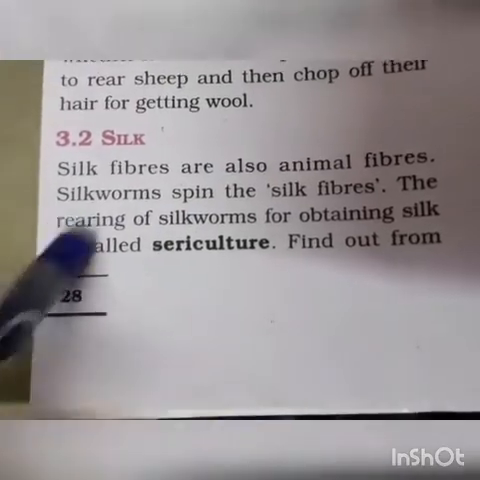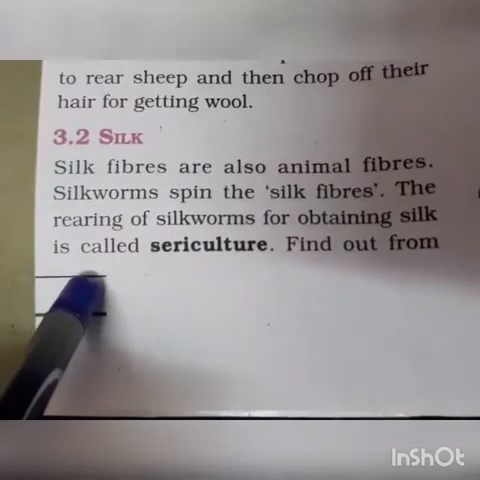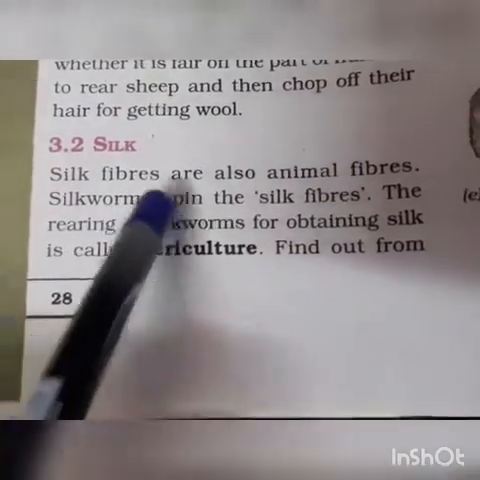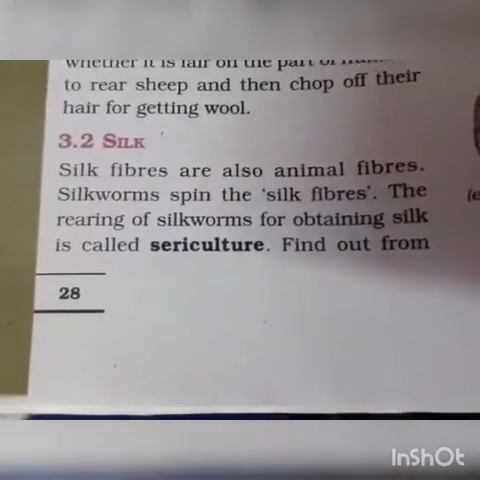As we grow crops in the farm, in the same way the silkworms are also cultivated to get the silk, and these silkworms spin the silk fibers. And how do they spin the silk fibers, that we will study later on. But mainly, it is the sericulture. It is the term that is used to cultivate the silkworms.